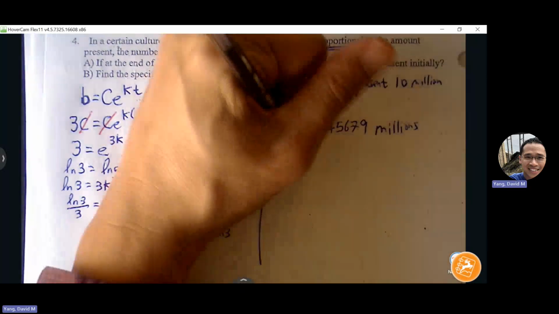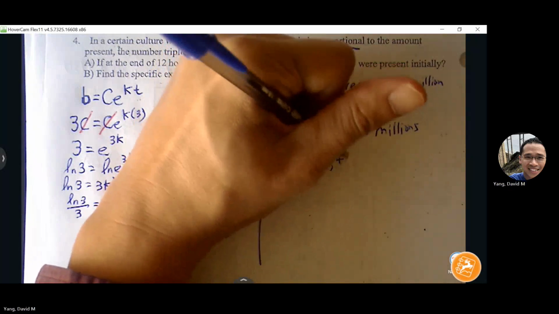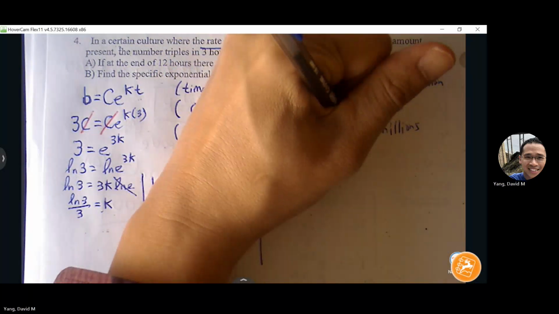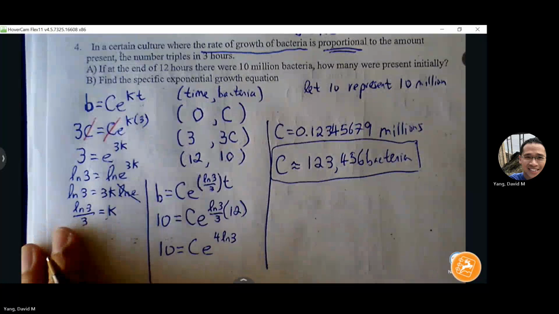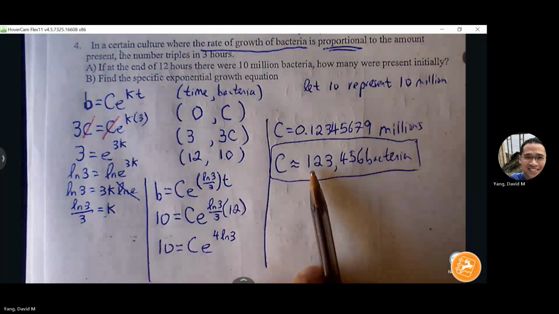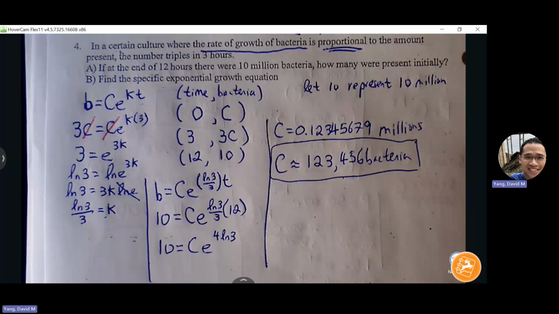So multiply this by 1,000,000 and we get 123,456 bacteria. Okay, any questions? Okay, let's continue picking out problems from the test review.